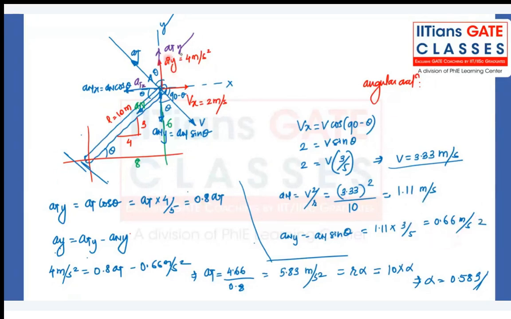Now it's time to calculate ATY. Okay, so now ATY is what? AT cos theta. Cos theta is 4 by 5, so that is 0.8 times AT. So AY is given to us, that is 4 meter per second square, and that has to be equal to the subtraction of ATY and ANY, right? Because the total component of the acceleration in the vertically upward direction, they have mentioned as 4 meter per second square.